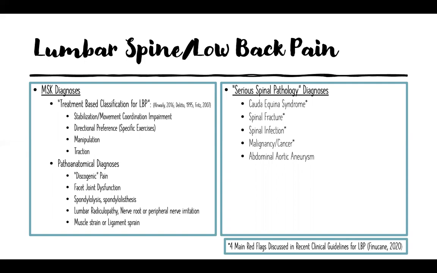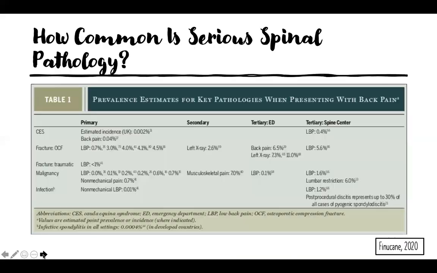So Cauda equina syndrome, spinal fracture, spinal infection, cancer, and oftentimes, as we'll discuss, this is a metastatic or a secondary site of cancer in the spine, or an abdominal aortic aneurysm. And these top four are the main diagnoses highlighted from that position paper that we talked about, utilizing the clinical decision-making model, which we will come back to for another case study example as we go through these diagnoses.